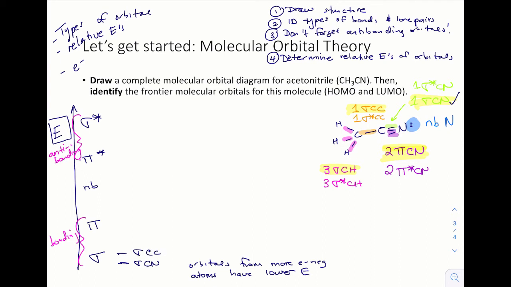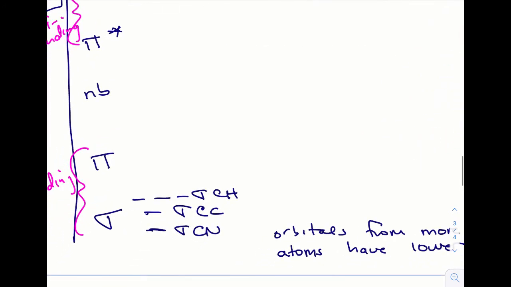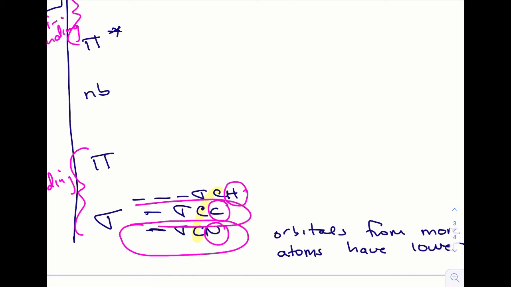Next lowest is sigma CC. And then next lowest will be the sigma CH orbitals. So what all three of these orbitals have in common is carbon, and nitrogen is more electronegative than carbon, which is slightly more electronegative than hydrogen. So the sigma CN is the lowest energy, then sigma CC, and then sigma CH.